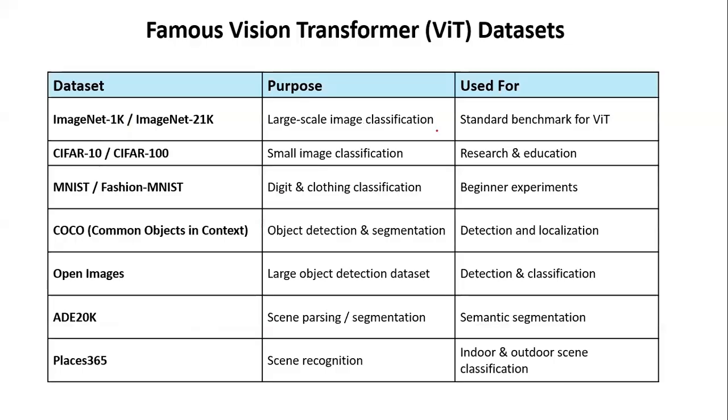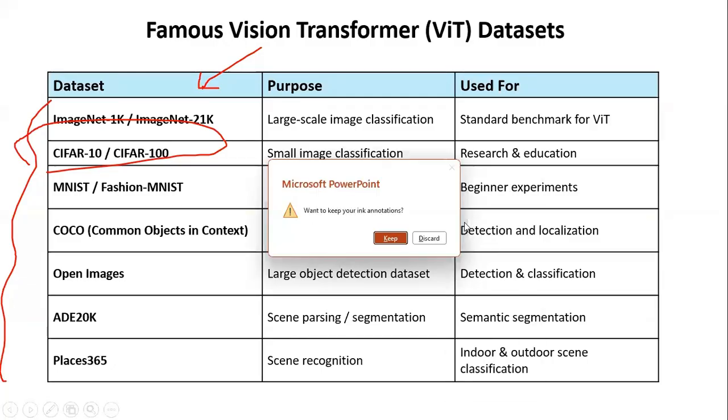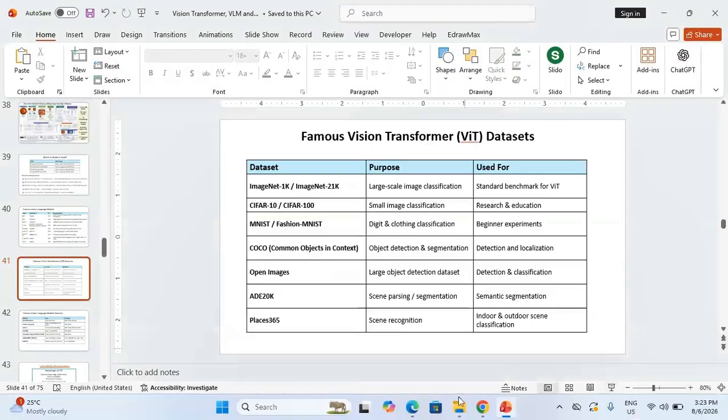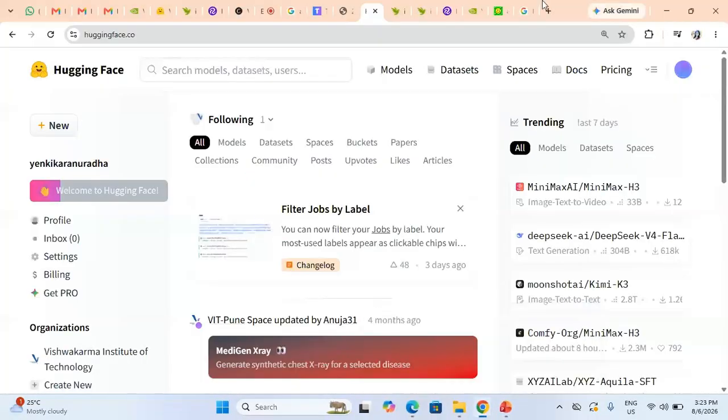These are certain data sets for vision transformer. These are all available open source. If you want, I'll just show you, let's take an example of CIFAR-100. What is that data set? Let me discard this presentation and we'll go to some model search.